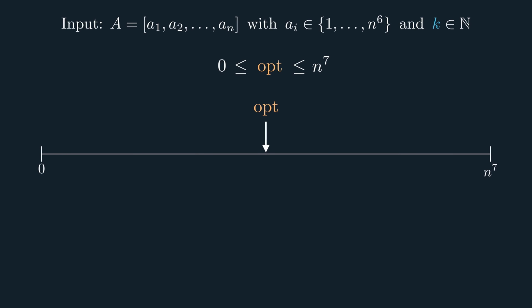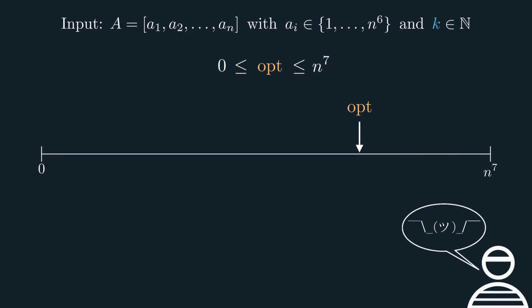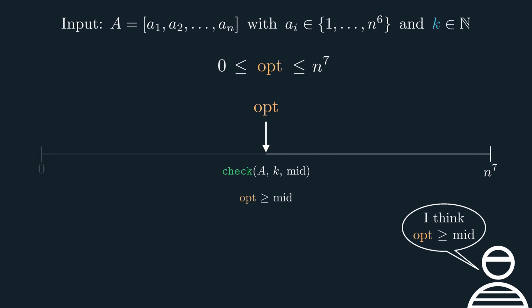Still, the solution can be any value within the interval. So, what should we do if we don't have any clue? Why not just take the middle and hope for the best? Luckily, we have our check function from before, which allows us to see if our guess makes any sense. If the algorithm finds a partition, then the true optimum value is at least as large as our guess. That means that the optimum lies in the right half of the interval.